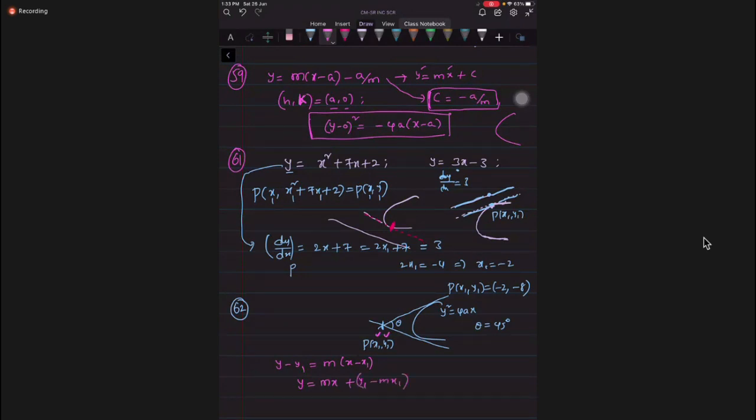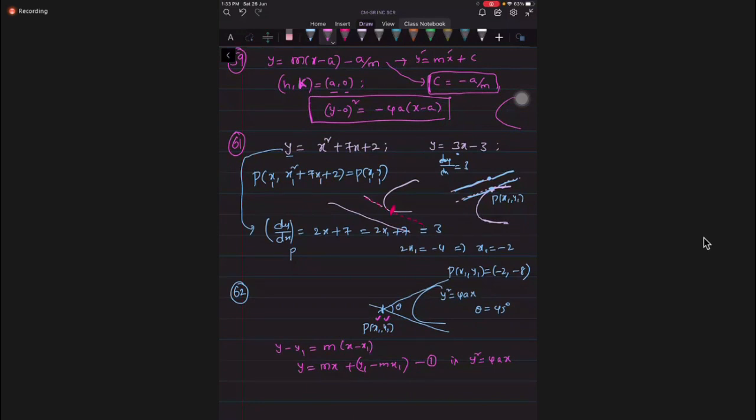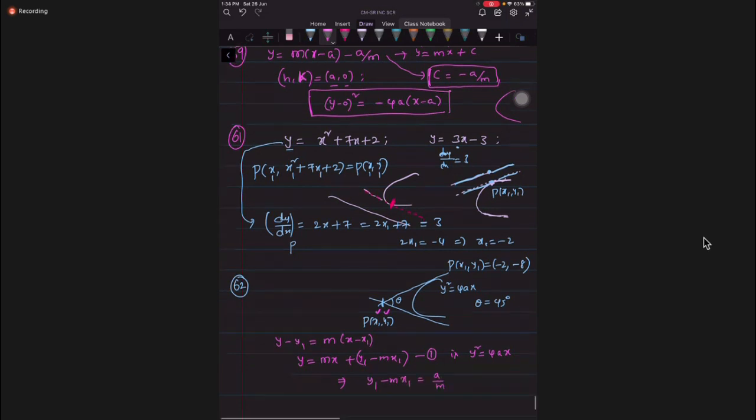Pair of tangents concept only, nothing else here. This is our tangent. This is tangent to y square equal to 4x, no? Now tell me, if it is tangent to y square equal to 4x, what is the condition? C equal to a by m. So y1 minus mx1 equal to a by m. Understand, all of you?